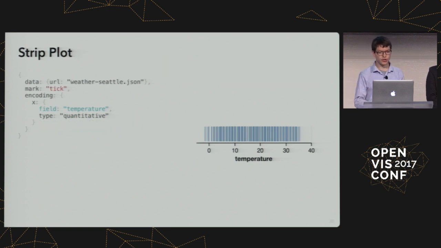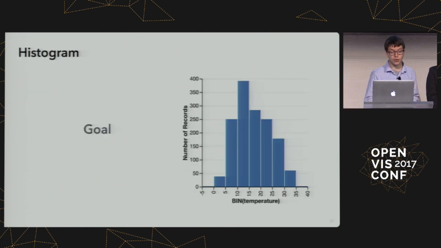The strip plot that we created shows the spread of temperature in Seattle, which ranges from a couple of degrees below zero Celsius to around 36 degrees. Okay, but looking at the strip plot, we can see the spread, but not how many days have a particular temperature. A histogram shows the number of records that fall into particular ranges. In other words, histograms visualize a distribution.